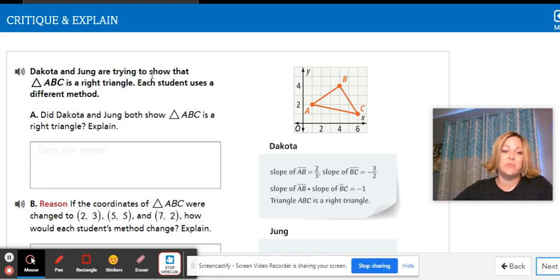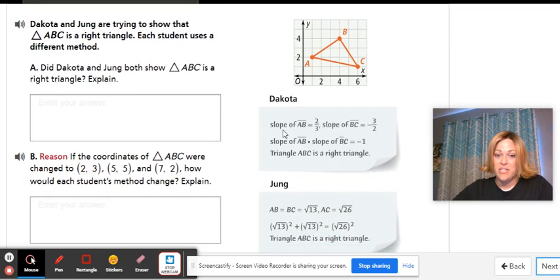It starts out actually having you critique other students' work, which is a really good question. Dakota and Jung are trying to show that the triangle is a right triangle. Dakota solves it by finding the slope of each of the two sides, and the slopes multiplied together give you -1. So would that prove that it's a right triangle? Jung takes the lengths of each side, uses a squared plus b squared equals c squared, and says, oh yeah, this does work. So that's a right triangle. So you have to determine, is Dakota right? Is Jung right? Are they both right?